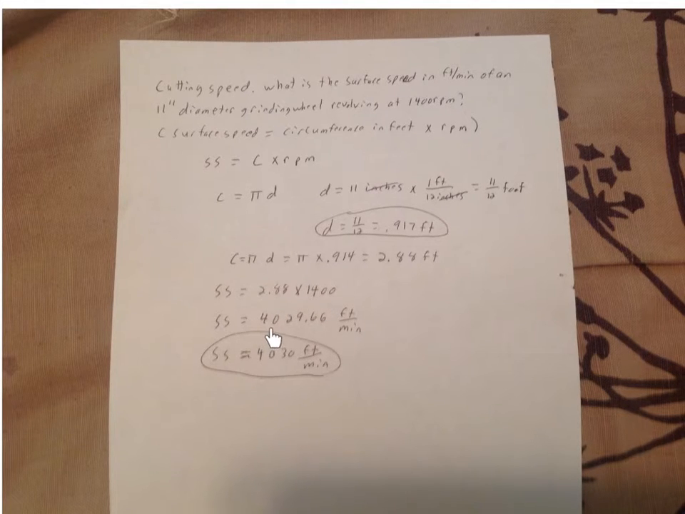Multiply those, I get 4,029.66 feet per minute. They tell you to round to the nearest ones, and so that would round to 4,030 feet per minute.